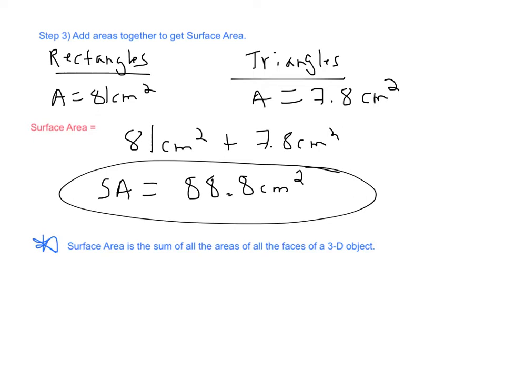Now, one thing to keep in mind that I have down here is that surface area is the sum of all the areas of all the faces of a 3D object. So again, when we looked at our 3D object, it is the areas of this piece, this piece, this piece, that inside piece, that back piece, and that bottom, all added together. So in this case, it was 6 areas all added together.